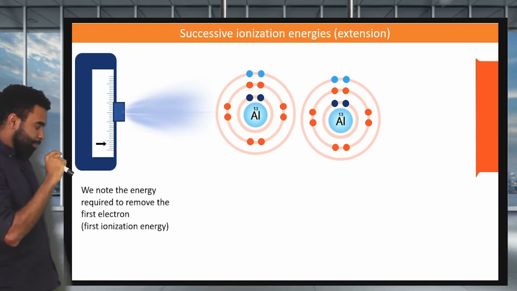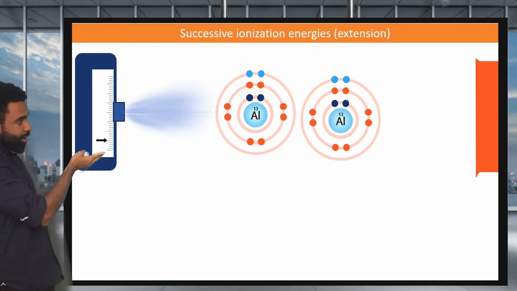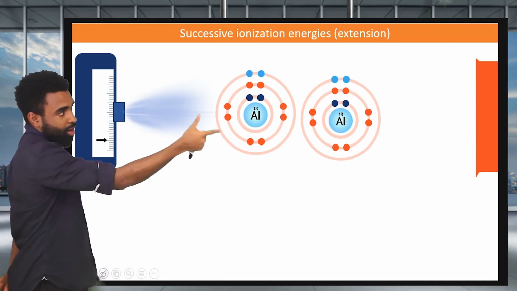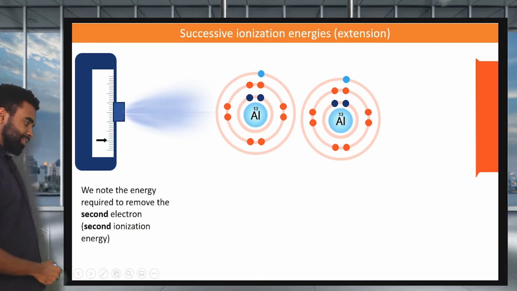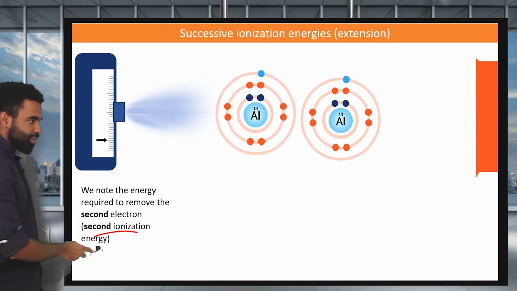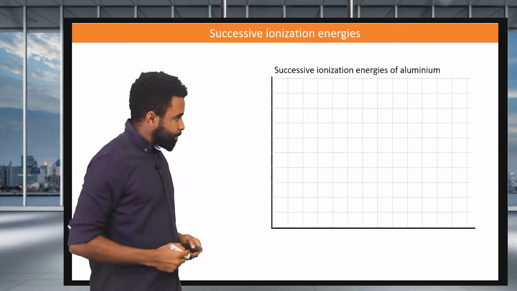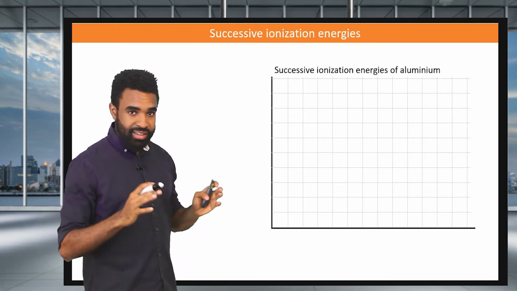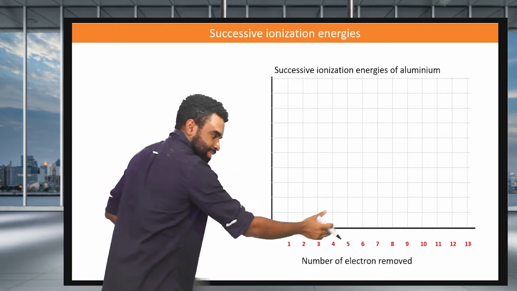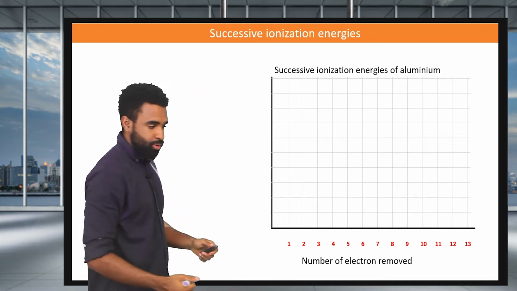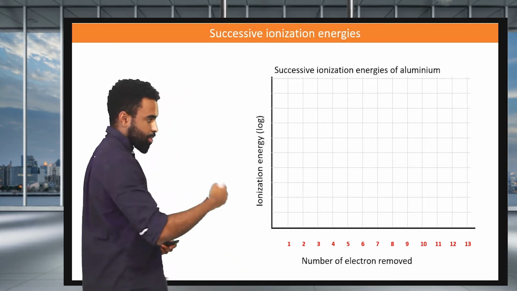We raise it again, and we note it, and then we raise the energy again until we can knock out another set of electrons. And we note that energy as the second ionization energy. And we just repeat this process on and on. When we do this, we get a graph, and it's this graph that the IB wants you to know. So we can put on the x-axis the number of the electron that was removed. So the first electron, how much energy did it require to remove? The second one, the third one, and so on.